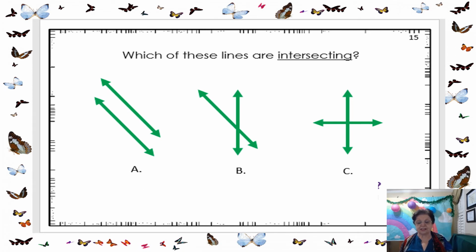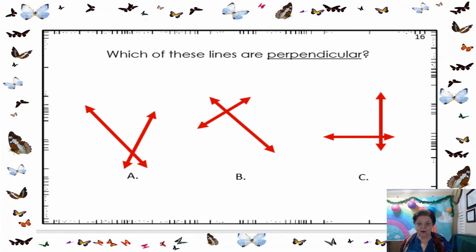Which of these lines are intersecting? I'm going to give you 15 seconds. If you said B, give yourself a pat on the back. Good job. It is B. We know they're intersecting because they make a V. Here's another one down here. Maybe Mrs. Lansford can, there we go.